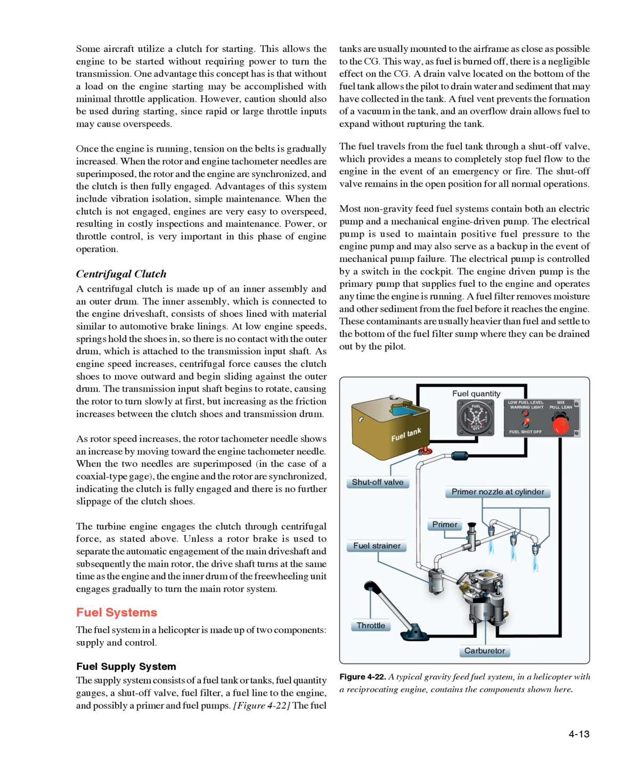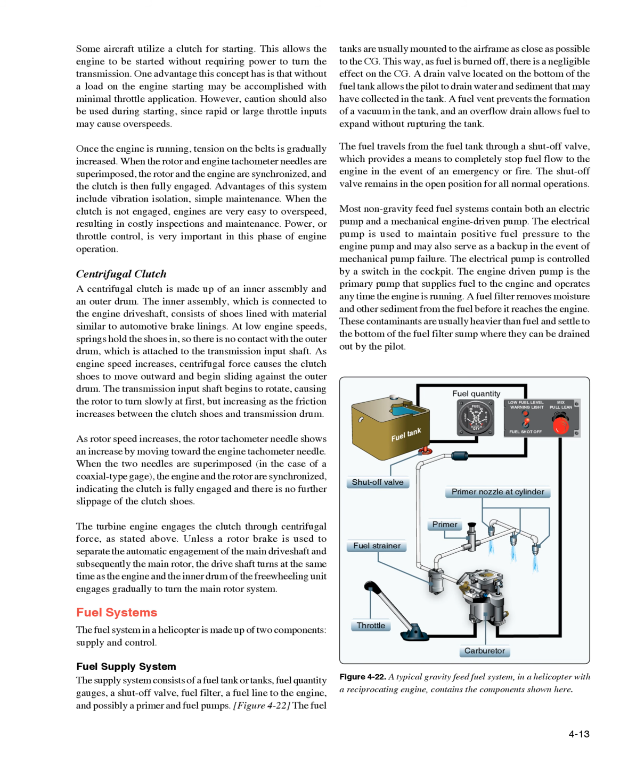Figure 4-22. The fuel tanks are usually mounted to the airframe as close as possible to the CG. This way, as fuel is burned off, there is a negligible effect on the CG. A drain valve located on the bottom of the fuel tank allows the pilot to drain water and sediment that may have collected in the tank.